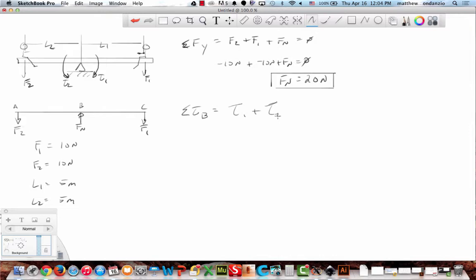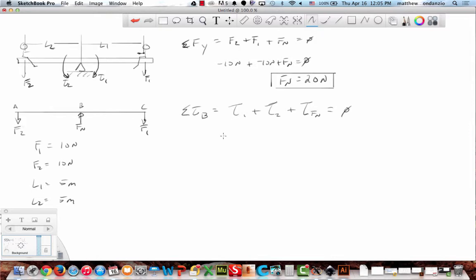Where's the third torque coming from? Fn. So there's a torque from my normal force. All three of those equal 0. Now you're saying, but Mr. A, that wasn't there yesterday. Let's explain why. For torque 1, let's break it down.